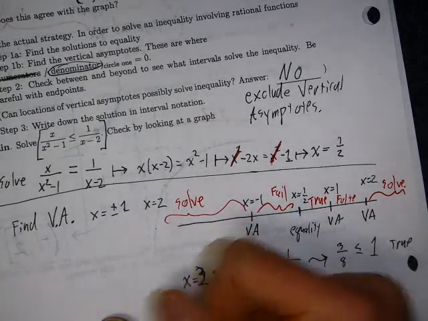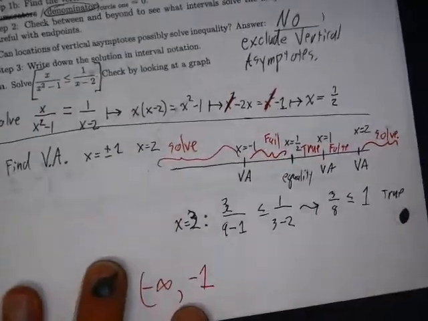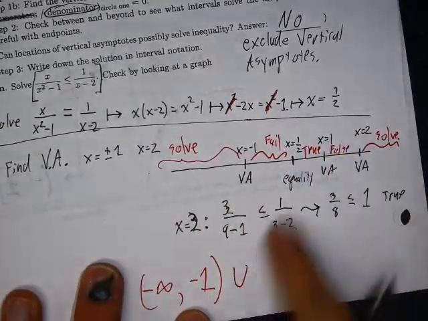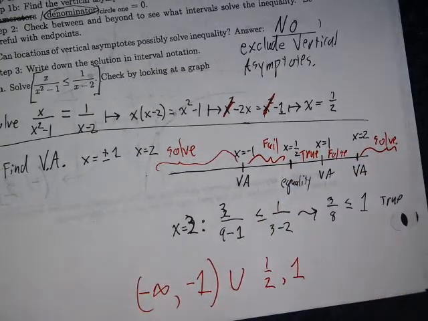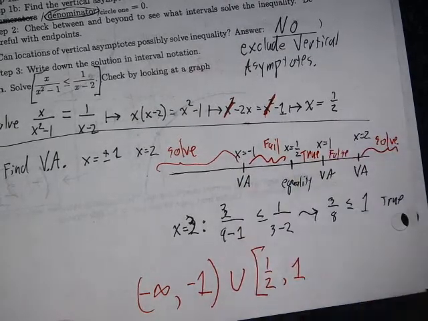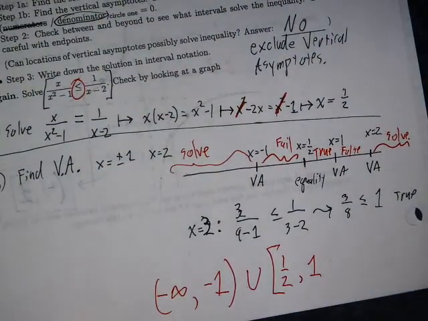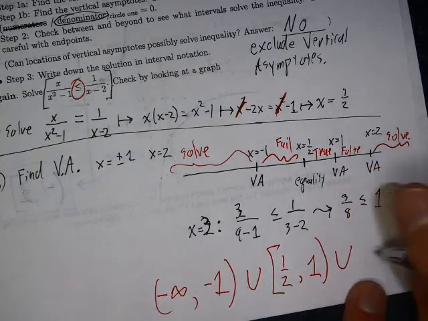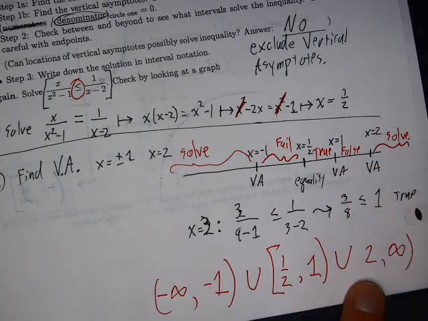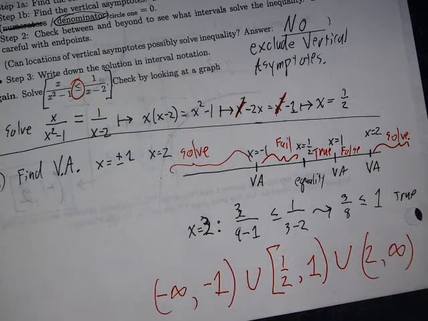So it'll be negative infinity, which is always excluded, to -1. Should I include or exclude -1? Exclude, because it's a vertical asymptote. Together with the interval from 1/2 to 1. Should 1/2 be included or excluded? Included, because 1/2 came from equality, and I want to solve an inequality that includes equality. Should 1 be included or excluded? And then it's the interval from 2 to infinity. Infinity is always excluded. Is 2 included or excluded? Exclude. Because it's a vertical asymptote. That algorithm seem reasonable? Nice.